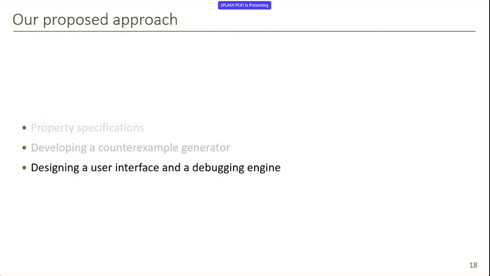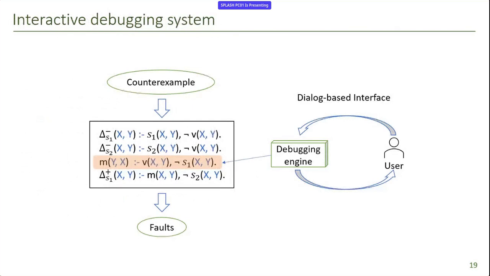Now I will move to the next part of our work. That is the debugging engine to help programmers locate the bugs. Because debugging is a very ambiguous process, in our approach, we allow user interaction in the debugging process. The user interaction is allowed by a dialog-based interface. So the debugging engine will take the user interaction and will inspect the Datalog program to find which rule in the program is faulty. Of course, this debugging engine will use our counterexample generation from the previous part.